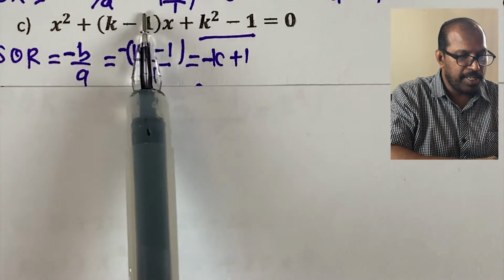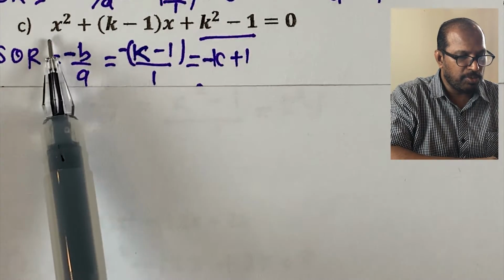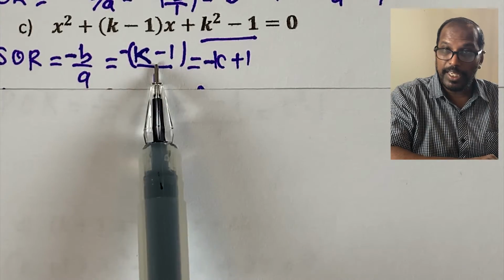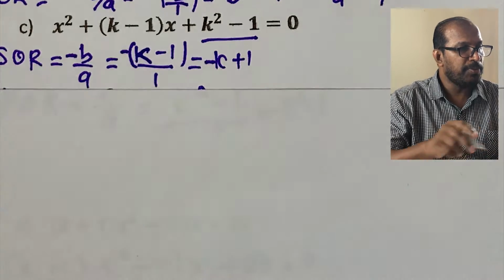Here b is k minus 1, so k minus 1 divided by 1, since a is 1. Therefore we get negative (k minus 1), which is negative k plus 1. So that is the sum of the roots.